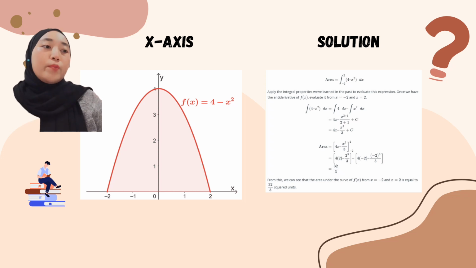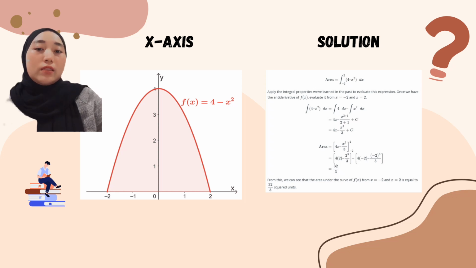And then from what we got, we need to substitute the x. So area equal to 4x minus x power of 3 over 3 from negative 2 to 2. So substitute the x. 4 multiply 2 minus 2 power of 3 over 3 minus 4 multiply of negative 2 minus negative 2 power of 3 over 3, and final answer is 32 over 3 unit square.